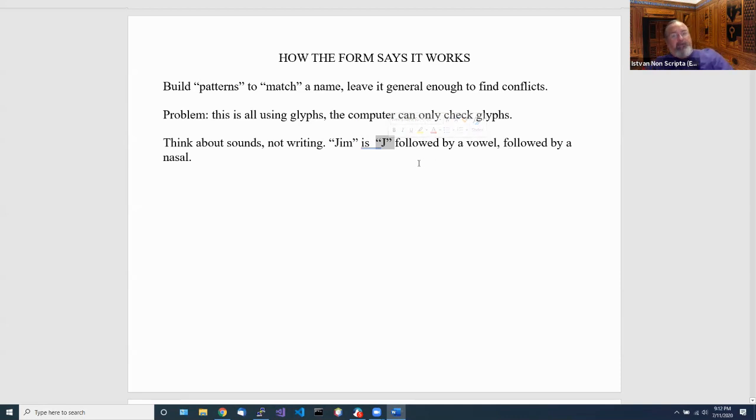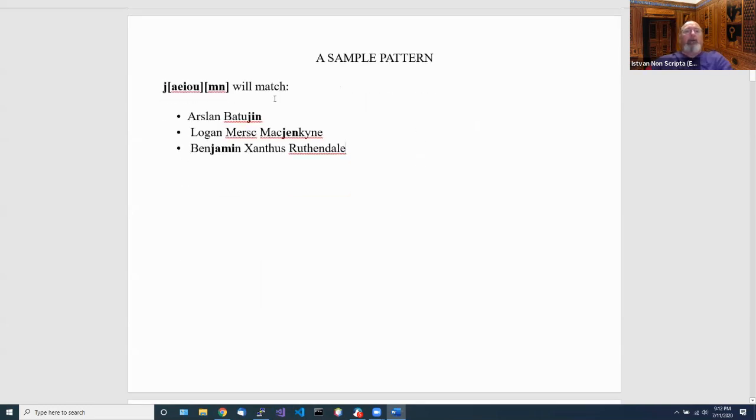How do we write this? So we write a J followed by a vowel, I'll get to what the brackets mean in a minute, followed by a nasal. So this pattern in bold will match Arslan Batujin, because J-I-N. It will find Logan McJenkin, because of the J-E-N, and it will find Benjamin Xanthus Ruthendale, because of the J-A-M.